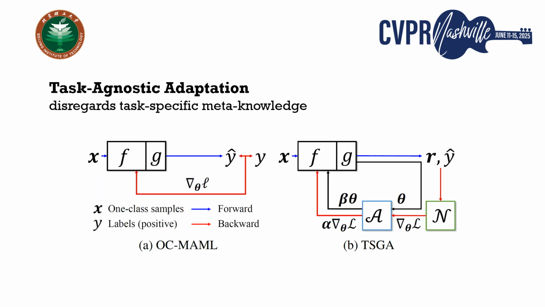Another issue with OCMAML is its task-agnostic adaptation. It applies the same adaptation rule regardless of task-specific characteristics. This generic approach makes it hard to generalize well on diverse or novel tasks, especially in the one-class setting where support information is extremely limited.